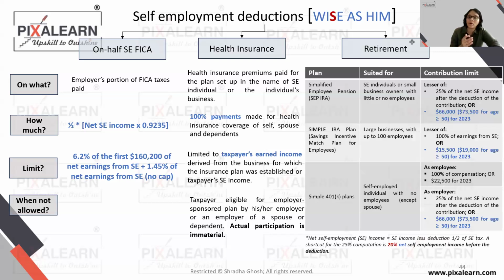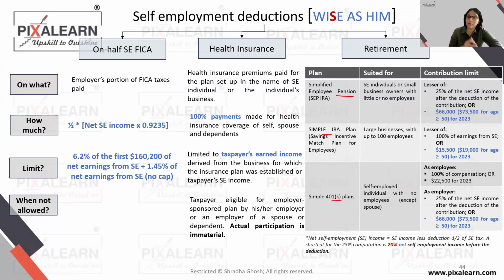And here, for the self-employed, earlier we used to have something called a Keogh plan. Now we don't use that terminology, but we have something called the Simplified Employee Pension Plan, or you have a SIMPLE IRA plan, or you have a 401(k). And there are different threshold limits given.